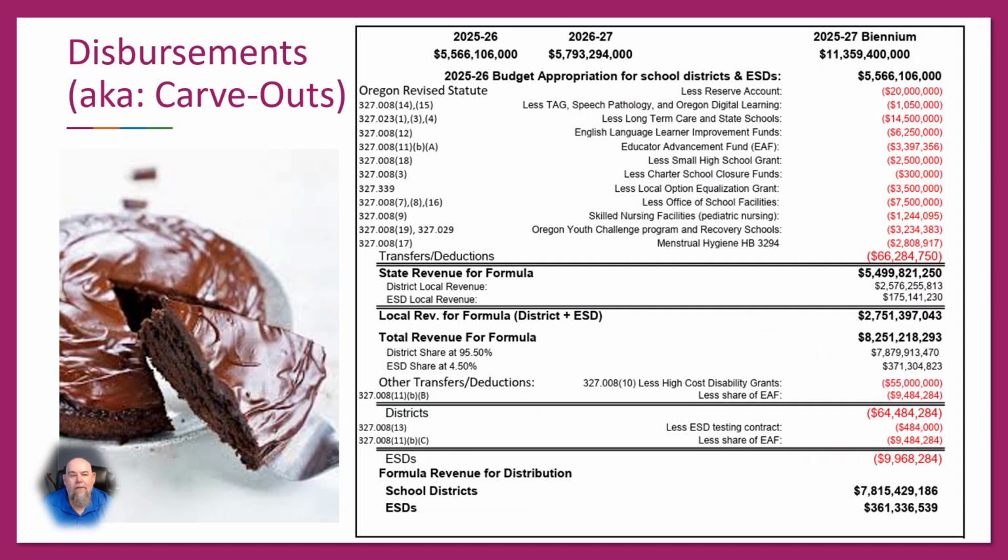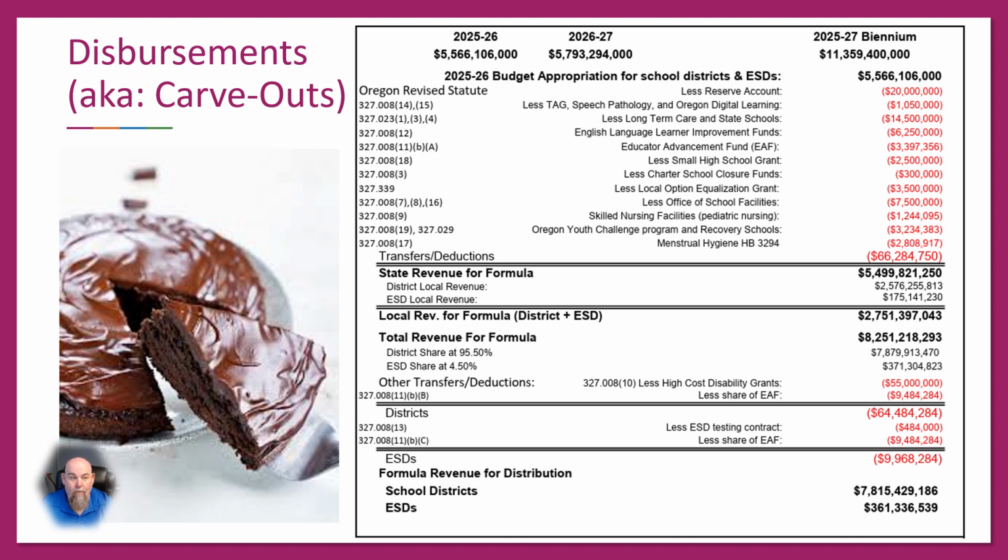Here we have what is called the assumptions page. It's actually the top 2/3 of the assumptions page, and it's the first page of every new state school fund estimate that we produce. This page shows a total state allocation for the biennium, broken down into 2 years, 49% for the first year and 51% for the second year. Everything in red is a disbursement, and that's made per statute before the state school fund grant can be calculated.